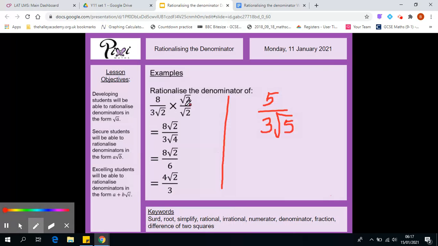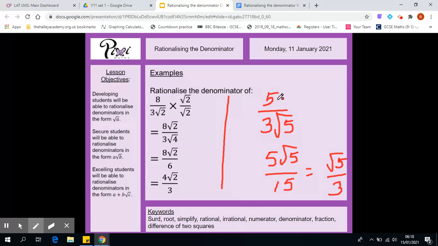Using this as an example, please attempt this question. Press pause now, attempt the question. Once completed, press play. Here's the answer. Make sure you multiply only by square root 5 on the numerator as well as the denominator, which gives us 5 square root 5 over 3 times 5, which is 15. I further simplify the fraction by dividing by 5 on both sides, which gives us square root 5 over 3.